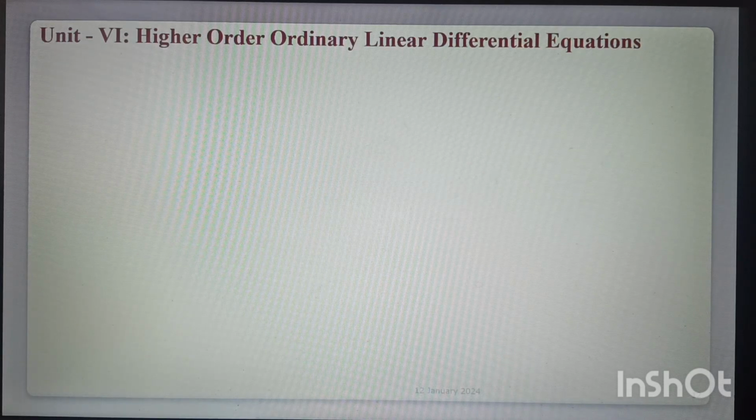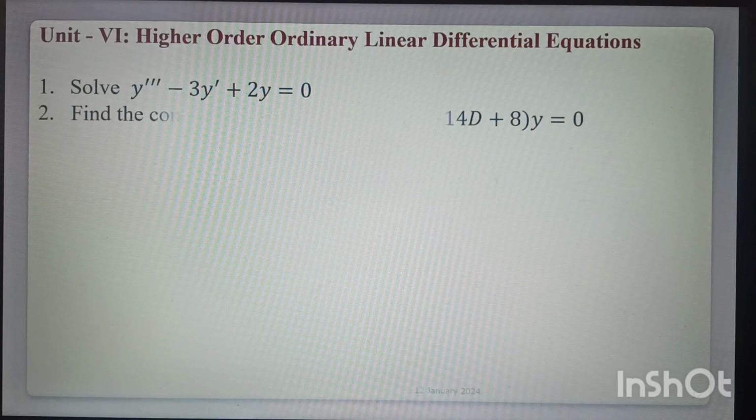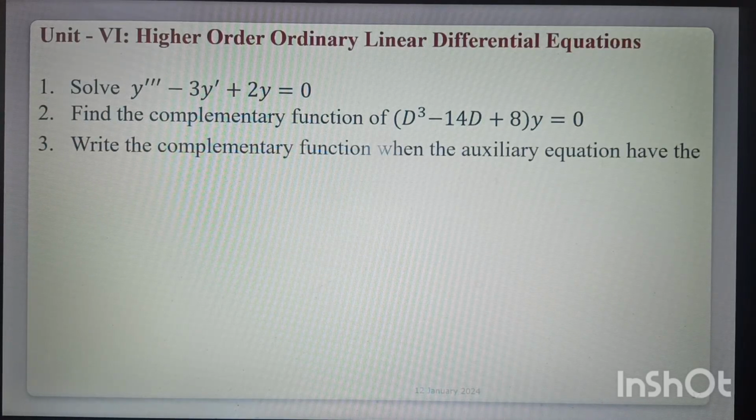Unit 6, higher order ordinary linear differential equations. First one, solve y triple dash minus 3y dash plus 2y is equal to 0. Find the complementary function of (D cube minus 14D plus 8) y is equal to 0. Next one, write the complementary function when the auxiliary equation has the roots 3 minus 2i and 2 plus 3i.